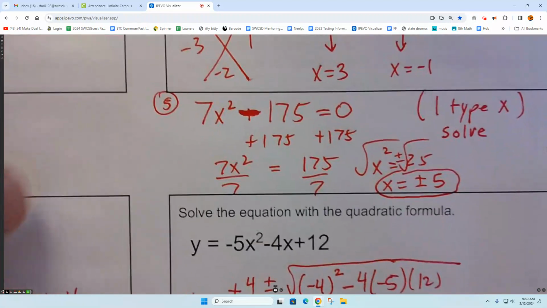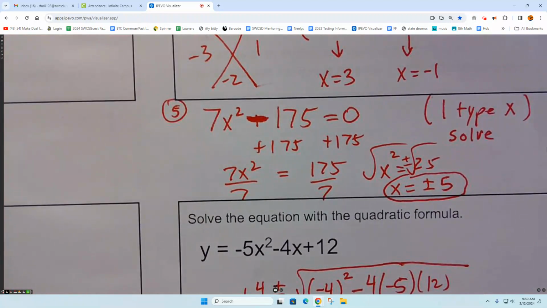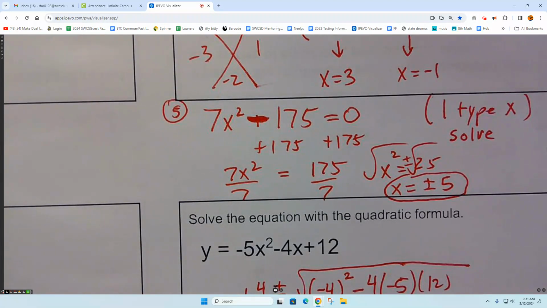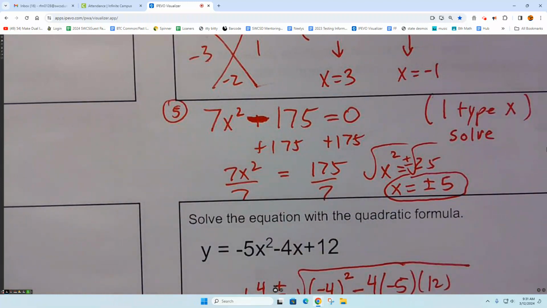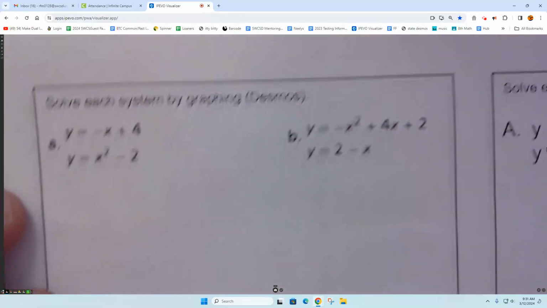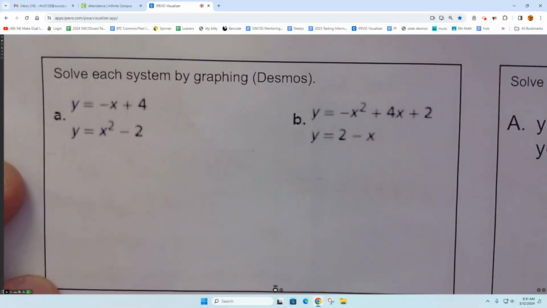This is when we did a day of this. The next day, you thought everything was going to be, if the answer was 3, you thought the other answer would be negative 3, right? So x just equals 5 or negative 5. Okay. So because there's only one type of x here, then we can just solve this. All the other ones have an x squared and an x. Good talk.